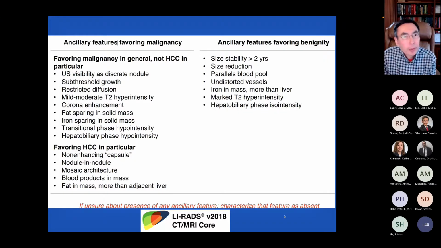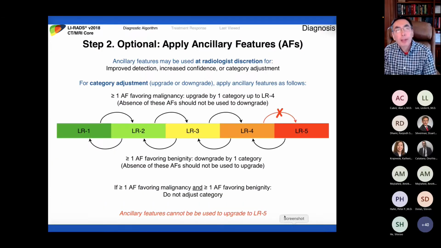Now, I mentioned ancillary features. Here's the list in LI-RADS. There's some that favor malignancy in general, some that favor HCC in particular, and some that favor benignity. I'm not going to go through these, but it's useful to go through these because, from an imaging point of view, understanding these is helpful in our day-to-day reading room assessments of observations.